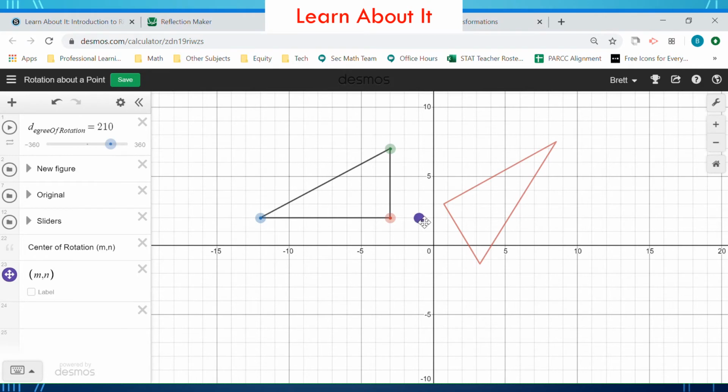I can also move the center of the rotation to actually be a point on the shape, and I can rotate my shape like that. What do you notice? What is staying the same? What is changing as we rotate our shape around a given point?